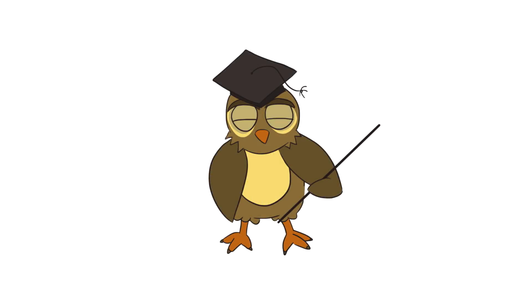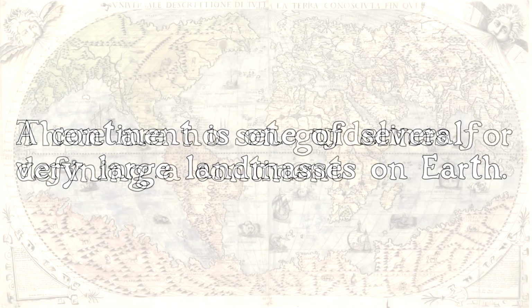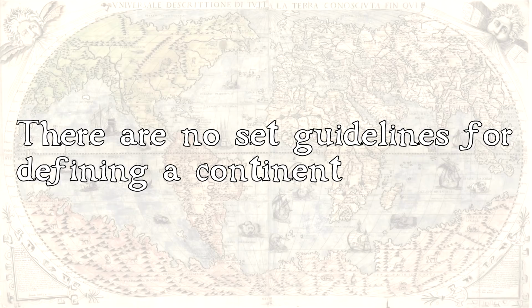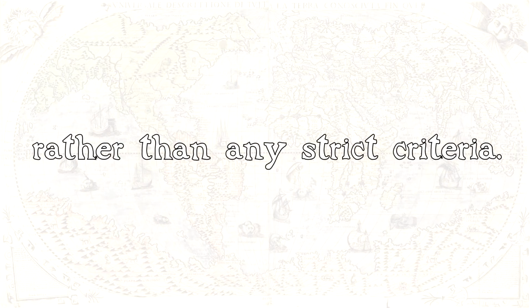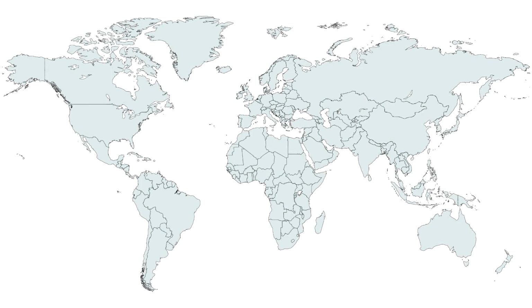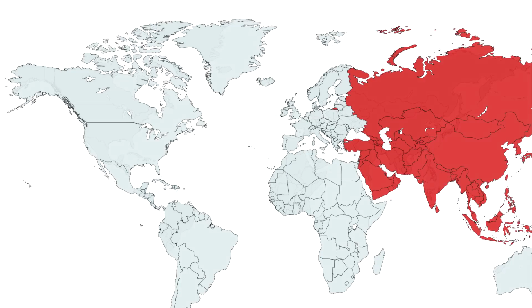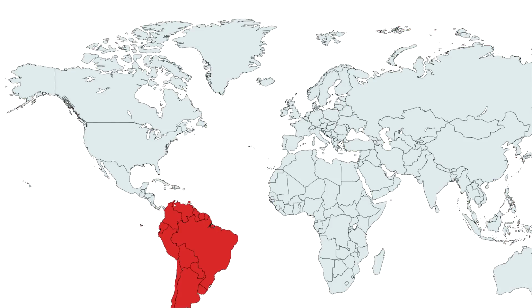Before we begin, let's define what a continent is. A continent is one of several very large landmasses on Earth, and there are no set guidelines for defining a continent, and they're generally identified by history and convention rather than by any strict criteria. Up to 7 regions are commonly regarded as continents, and ordered from largest in size to the smallest, they are Asia, Africa, North America, South America, Antarctica, Europe, and Australia.